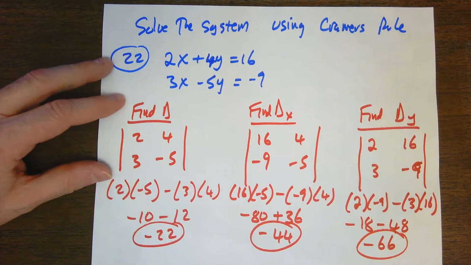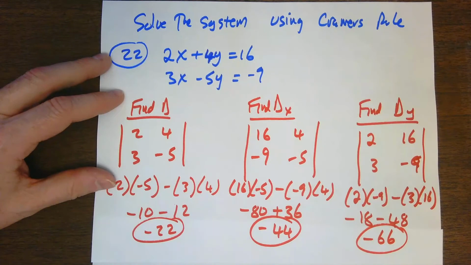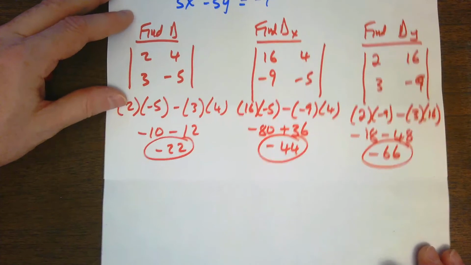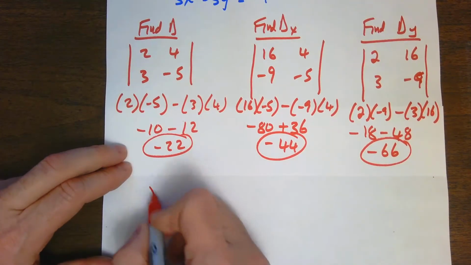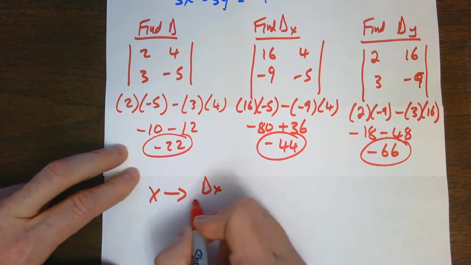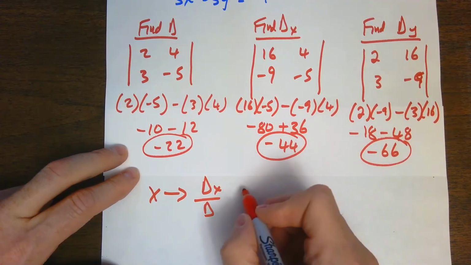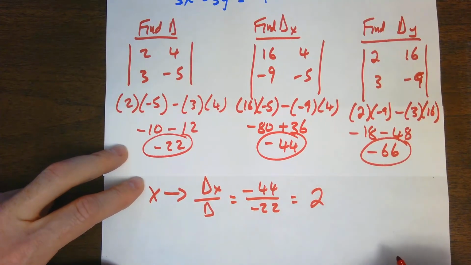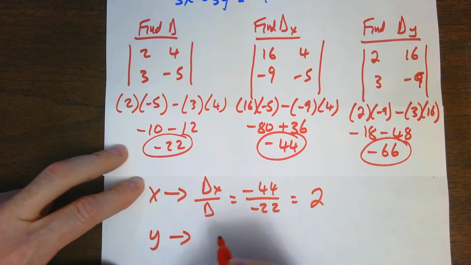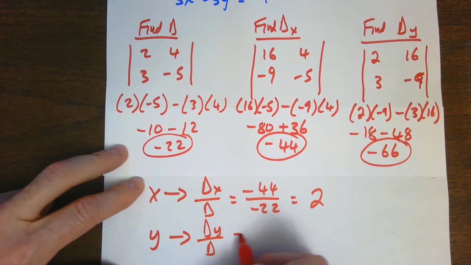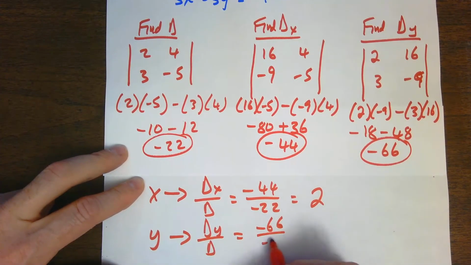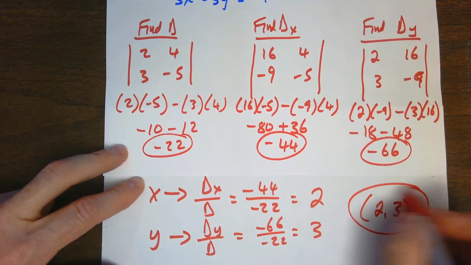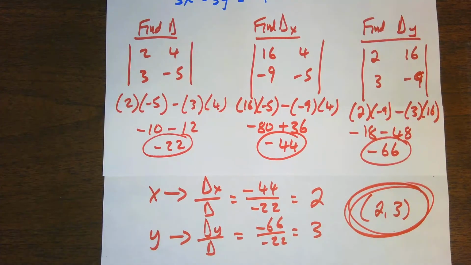All right, so now that we've got them all, we just need to put them all together. I'm just going to continue down here. So the x value at the solution is going to be d sub x over d, which is negative 44 over negative 22, which is 2. The y value at my solution is going to be d sub y over d, which is negative 66 over negative 22, which is 3. Therefore, the solution to this system of equations, where they intersect, is the point 2, 3.